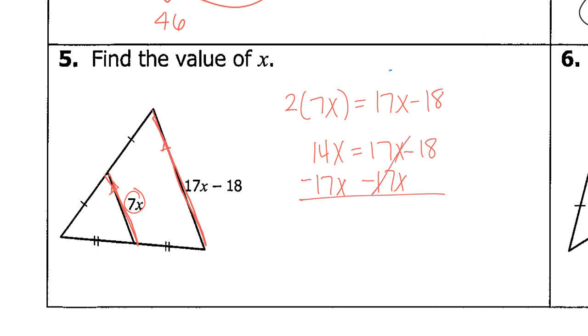I went ahead and subtracted the 17x to the left side. So I get negative 3x equals negative 18. And it doesn't really matter where you put the 17. You could have started with 17x minus 18 equals 2 times 7x. It gives you the same result at the end because a negative divided by a negative, you still get a positive value for your x.